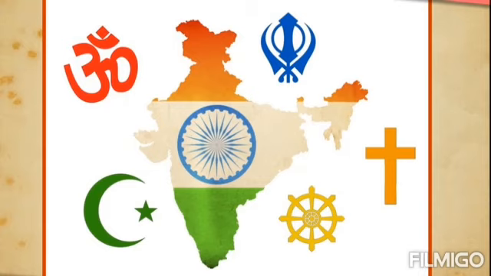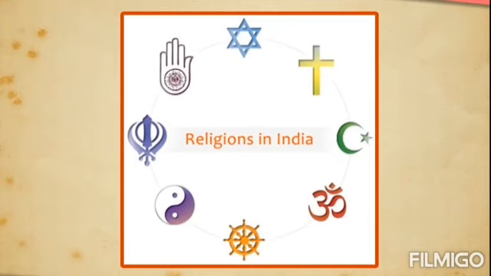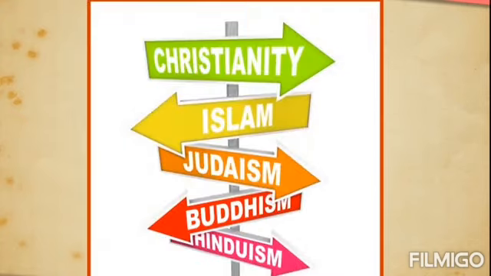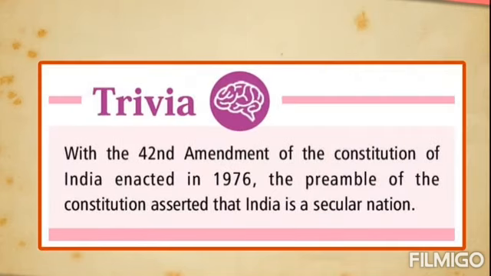Another reason that it is important to separate religion from the state in democratic societies is because we also need to protect the freedom of individuals to exit from their religion, embrace another religion, or have the freedom to interpret religious teachings differently. Trivia: with the 42nd Amendment of the Constitution of India enacted in 1976, the preamble of the Constitution asserted that India is a secular nation.